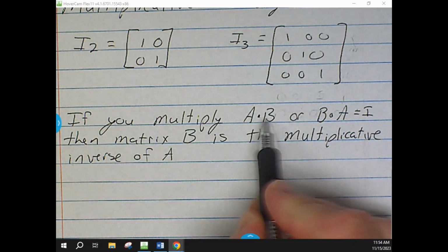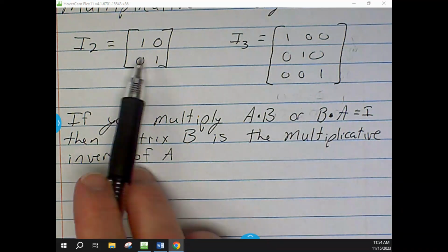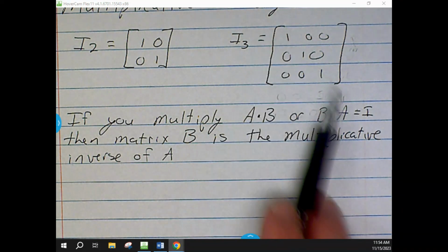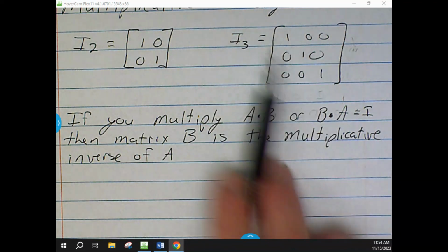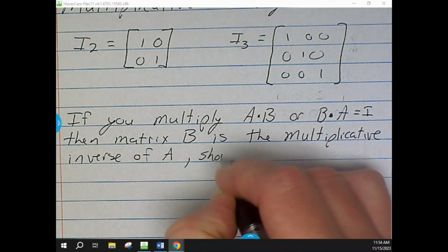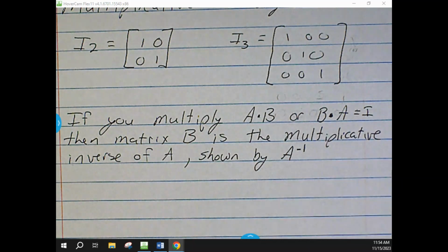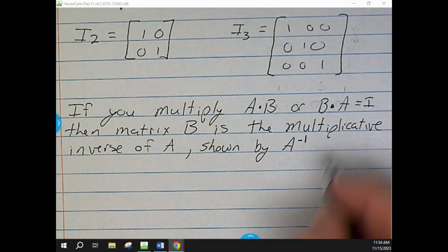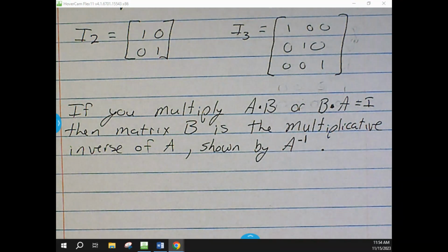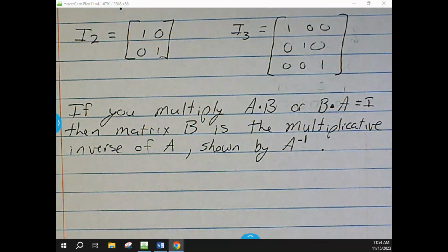So really we're looking at A times B, but you could still reverse it and do B times A. If it's a 2 by 2 matrix and you get this, or a 3 by 3 matrix and you get this, if you multiply them together and the result looks like that, they're inverses of each other. And how they show that, if we've got something that's an inverse, is an A to the negative 1 power. So with matrices, if you ever see this negative 1, they're talking about inverses.